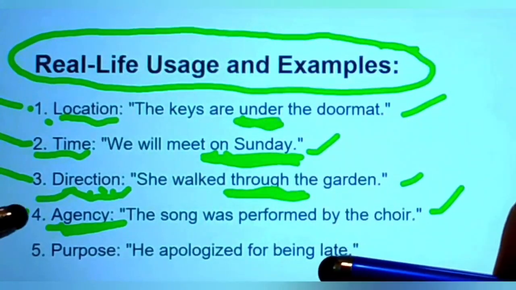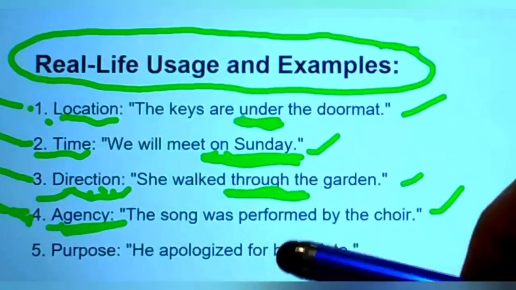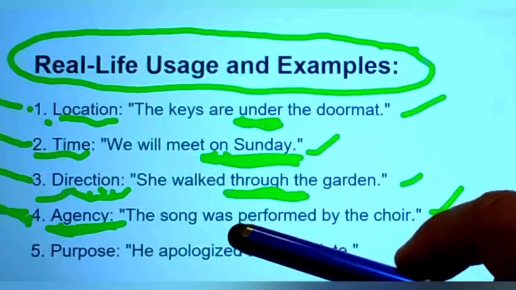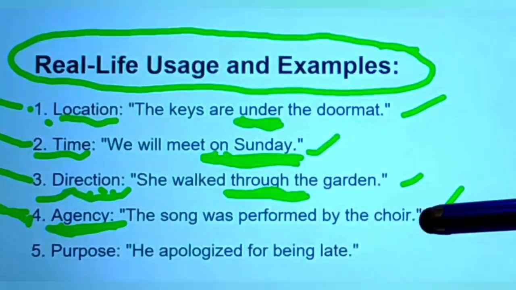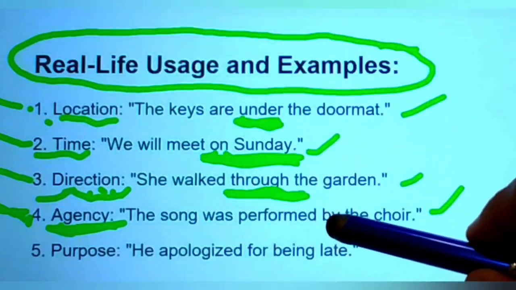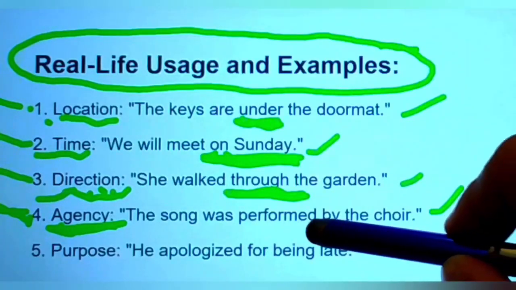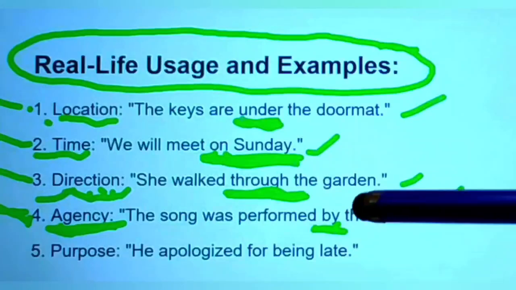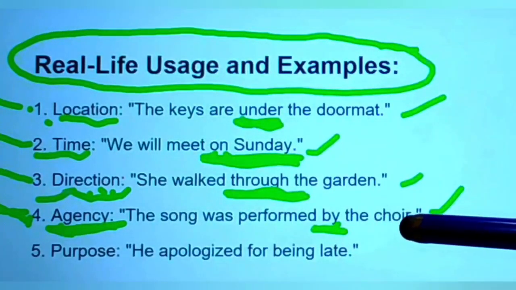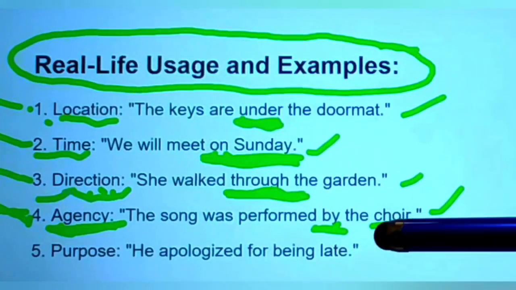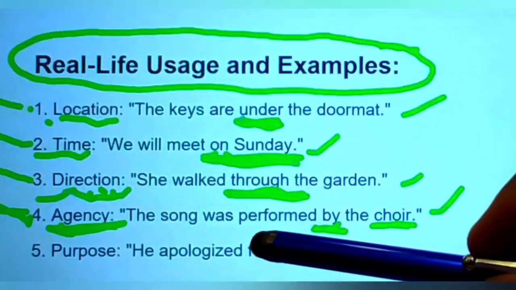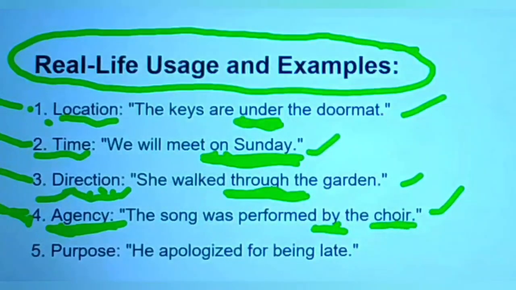The fourth one describes the agency or artist. For example, the song was performed by the choir. This describes the artist or agency, so who performed this? It was performed by the choir. A choir is a group of artists who sing a song together. The song was performed by the choir.